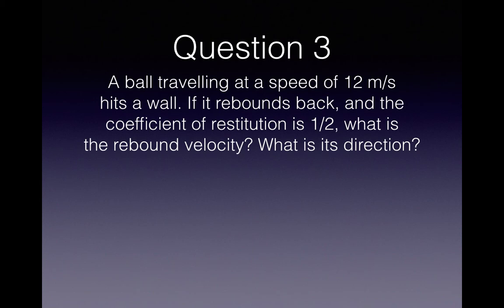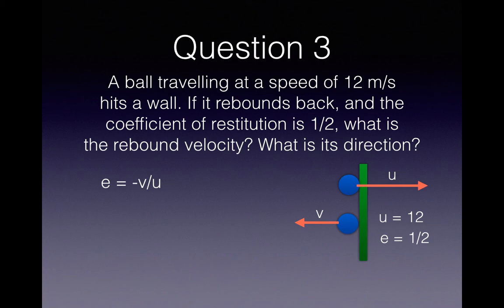Right, example 3. The ball hits the cushion at a speed of 12. The coefficient of restitution is 1/2, and we're looking for the rebound velocity. So the ball hits with a speed of 12, rebounds back with a velocity of v, which we don't know, and the coefficient of restitution is 1/2. Fill those into the equation. We get minus 6. The direction is opposite to the way it hits the cushion. So if it hits the cushion to the right, the rebound velocity is to the left.